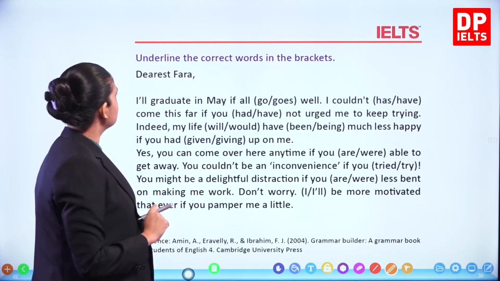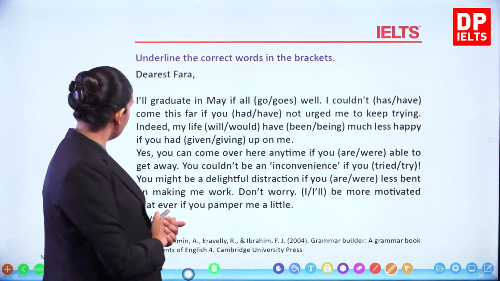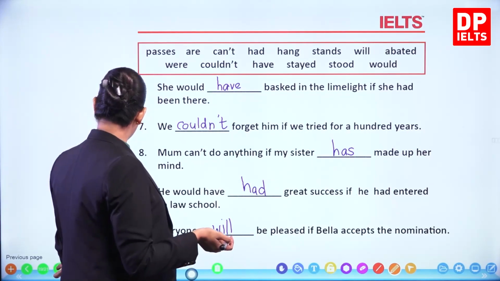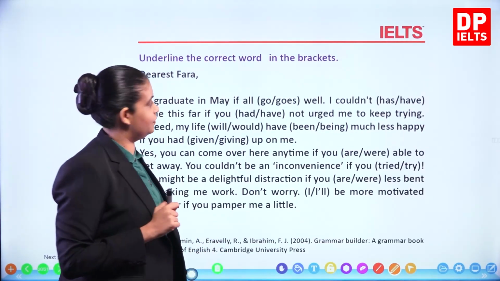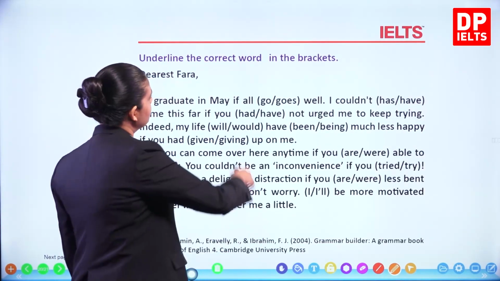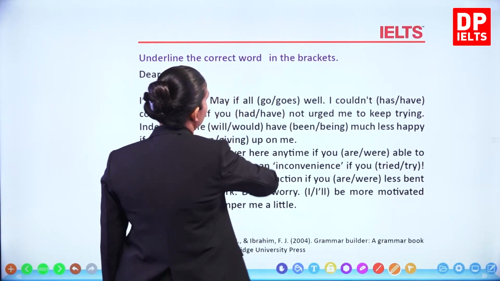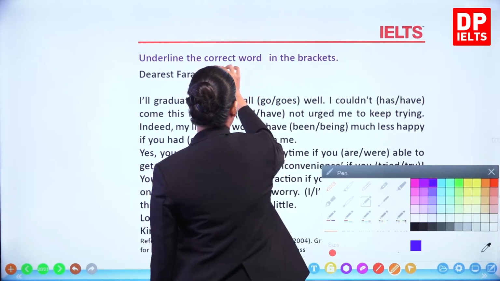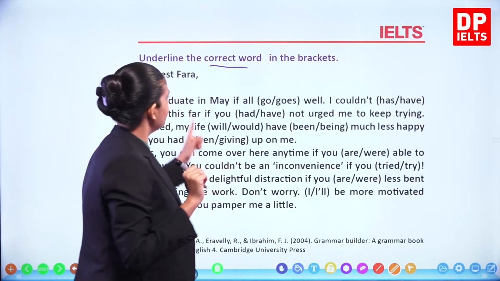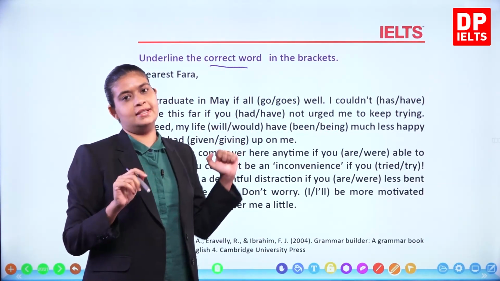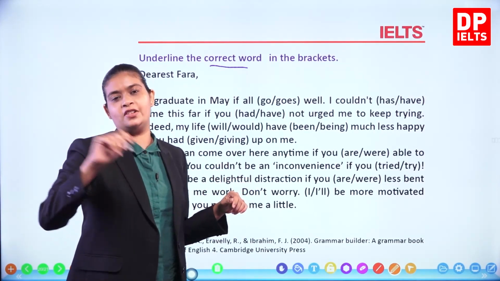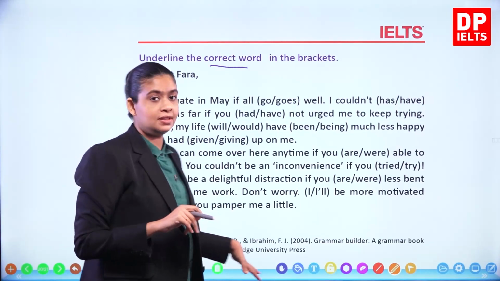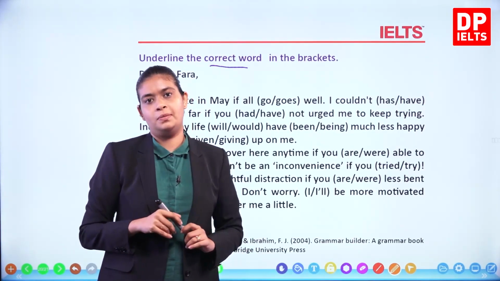All right, so let's have a look at the last activity for this lesson. Underline the correct word in the bracket, right? So, you have to select the correct one and underline it. For you, you could actually jot down the answer in your notebook. Please bear in mind that this is an extract from Grammar Builder 4.